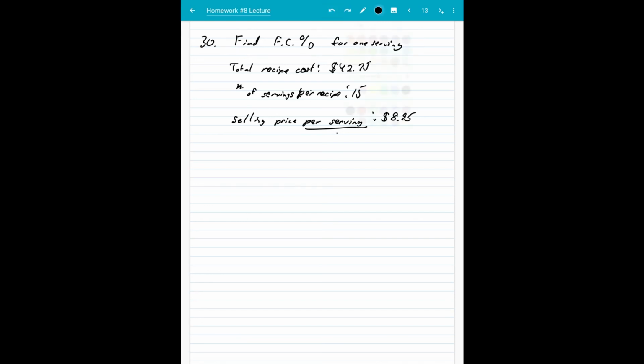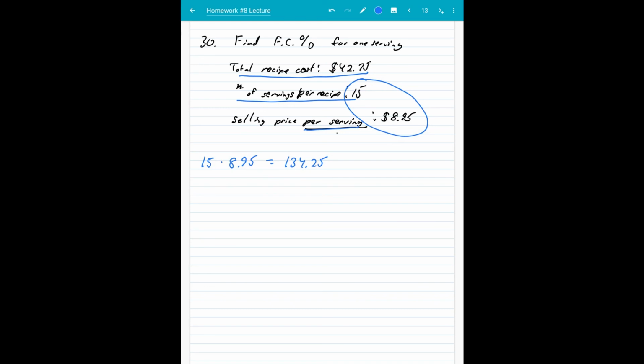Now be careful. Here it gives us our total recipe costs, and it gives us the number of servings, and this is per serving. So if we want to find the food cost for one serving of the recipe, being the entire recipe, we can convert a couple of things. We can go ahead and multiply these two out and find out what our total selling price is. So 15 times 8.95 gives us 134.25. That's how much we sell the entire recipe for.